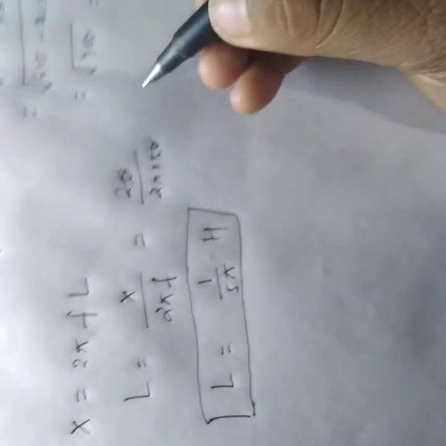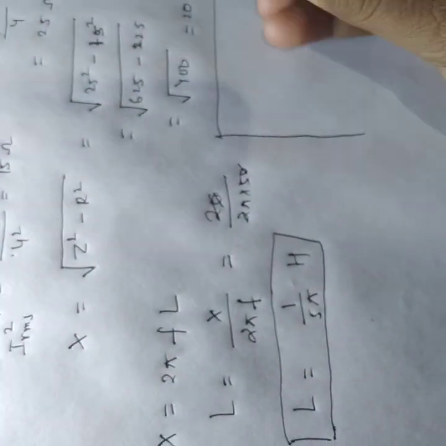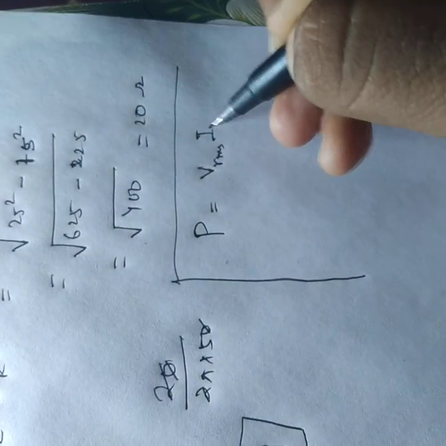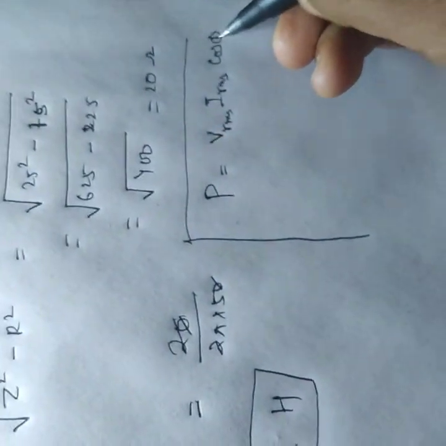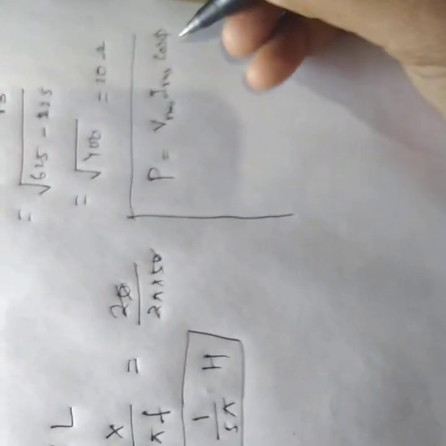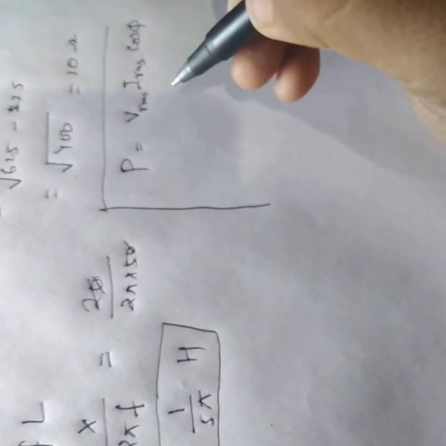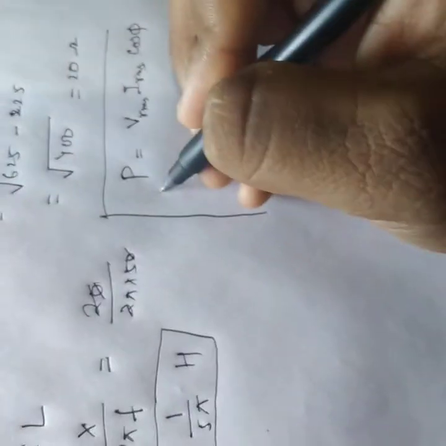Many of the students have a confusion. The power is equal to VRMS into IRMS cos phi. This equation is also a correct equation, but we don't have the power factor, so we can't calculate power from that equation.